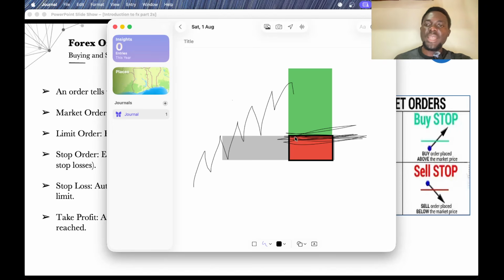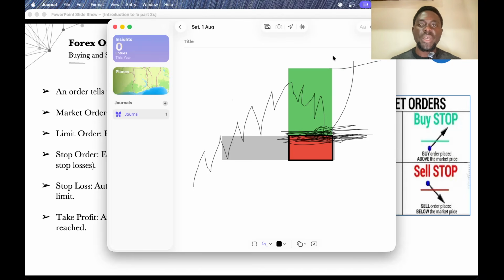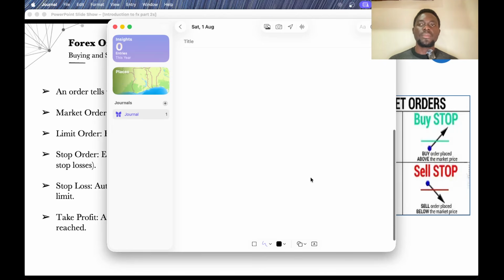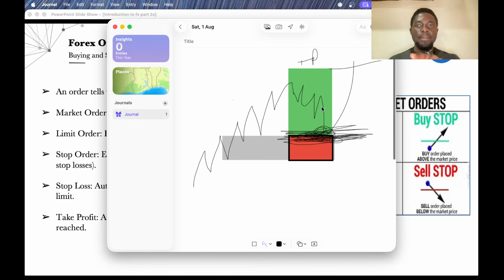Do you understand? You are limiting the market. You are telling your broker that when the price gets to this point, so it goes down, goes down, immediately it gets to this point, they should activate that trade for you because you believe it's going to continue buying, and then it will hit your take profit over here. So TP. Do you understand? That's a limit order. Do you get it? So this is a buy limit order.